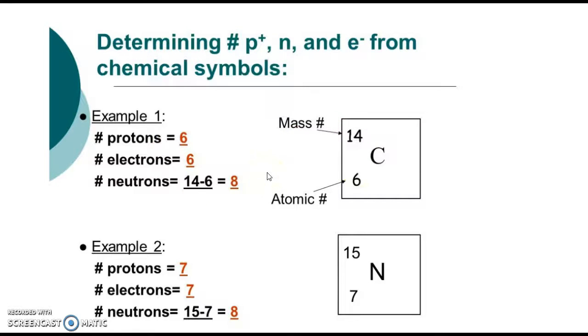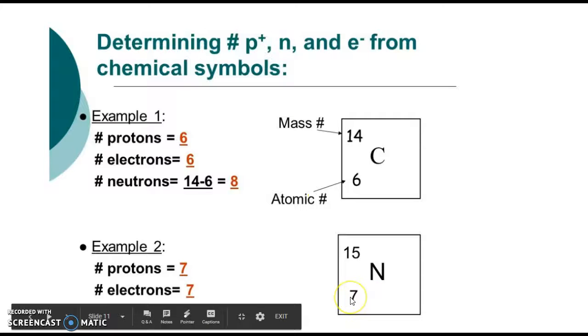Now if you've done carbon, you should have a red flag saying, wait, isn't carbon 12? And isn't it the neutron 6? Yes, you are correct. The thing is this is an isotope, which I'm going to explain in just a moment. Nitrogen down here, 7 protons, 7 electrons. If we take 15 minus 7, it is 8.